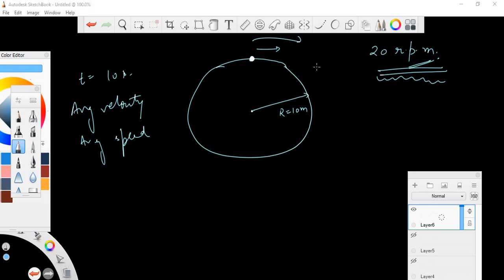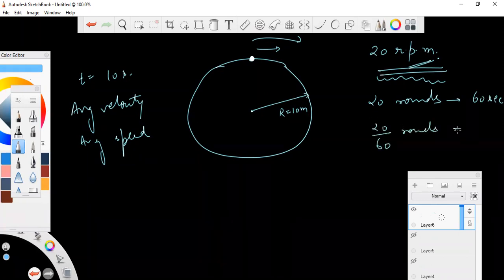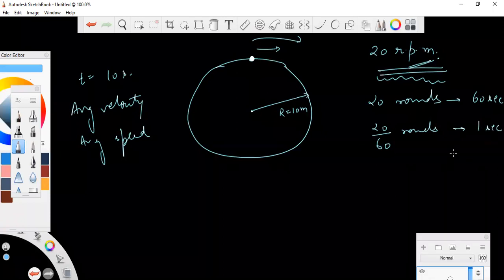200? So 10 seconds, it'll be... Oh, sorry. 20 rounds in 1 minute. What is 1 minute? 60 seconds, right? How many rounds will it take in 1 second? I think 20 by 60, 1 by 3, in 1 second, right? Is that clear to you? Yes, sir. So 1 by 3 round each second, right?